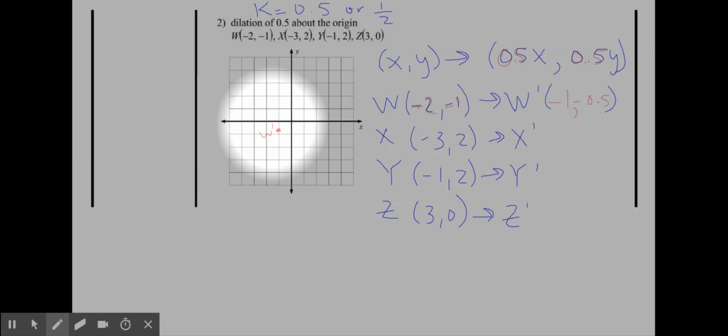And let's keep going. So let's see, I'm taking half of -3. That'd be -3/2, or -1.5. And half of 2 is just 1. Let's graph that because that's weird. So -1.5, 1. So I'm going to go to the left 1.5, and then I'm going to go up 1. That's going to be x prime.